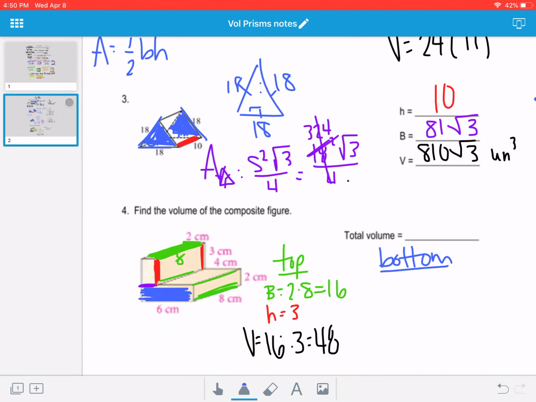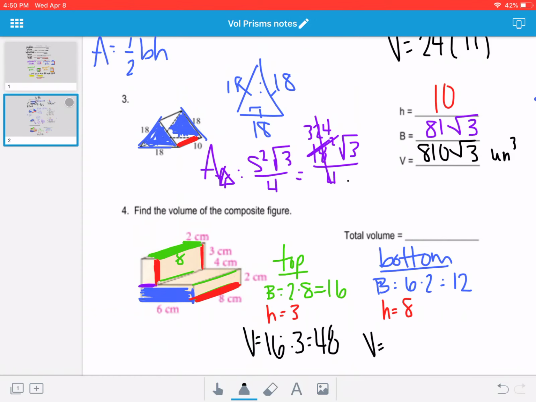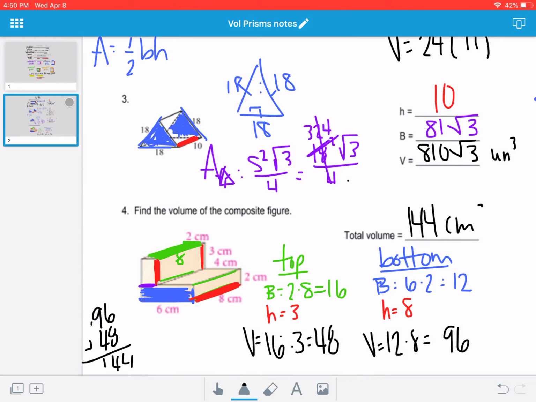To find the area of that blue rectangle, I have to multiply the dimensions 6 by 2. 12. The height then has to connect the front to the back of that prism. So my height for the bottom prism becomes 8. The volume then on the bottom would be 12 times 8, which is 96. So to find total volume, you guys, we're going to have to add 96 plus 48, which is 144 centimeters cubed.